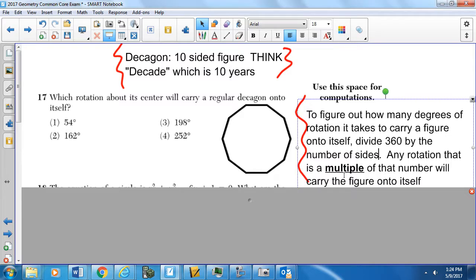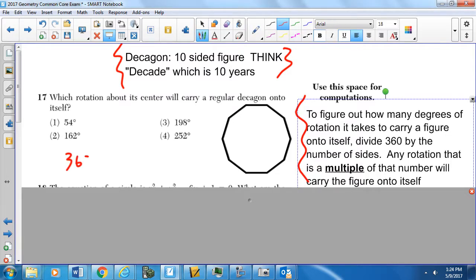All right, so looking at this, we need to do 360 divided by 10. That gives us 36. Okay, on a lot of these problems on the exam, they'll have the answer 36 there. Okay, but they don't have that here. So you actually have to think about what is a multiple of 36. Which one of these numbers? Well, remember, multiples would be 36, 72, because 36 times 2, 36 times 3 would be 108.